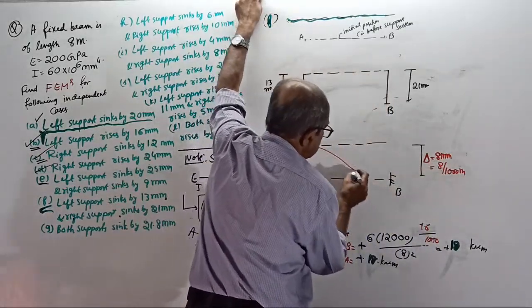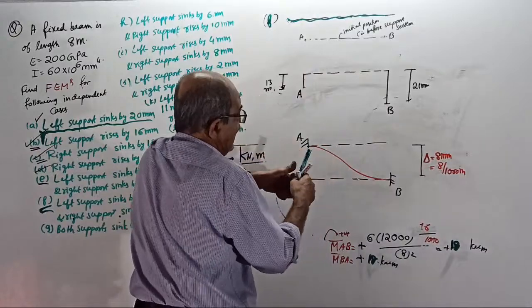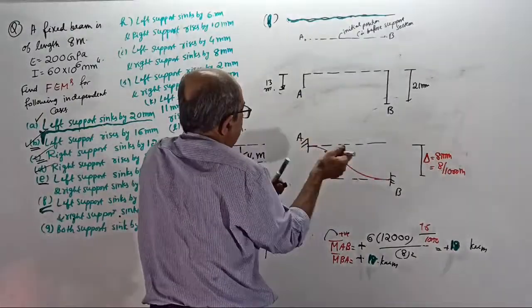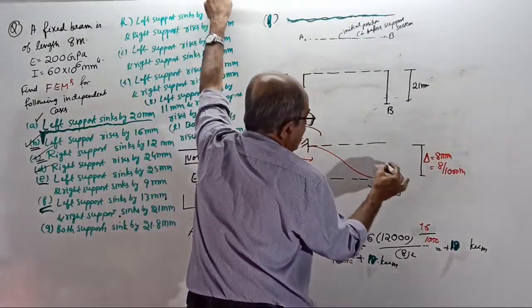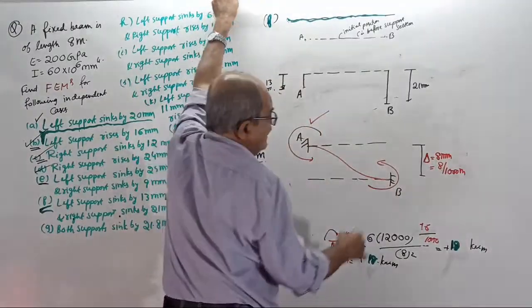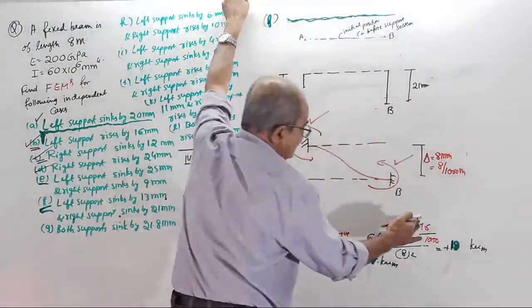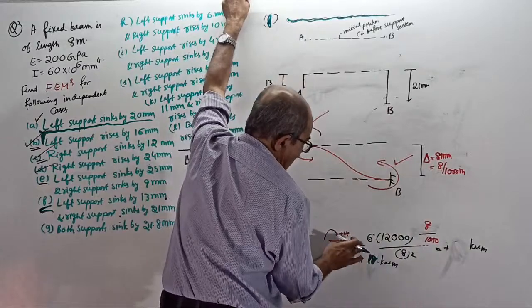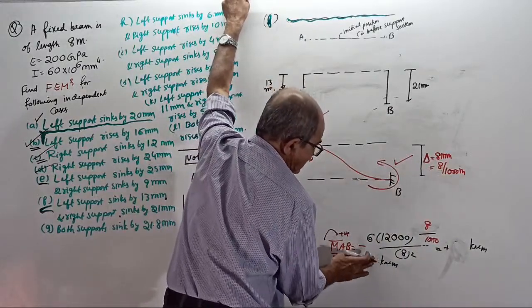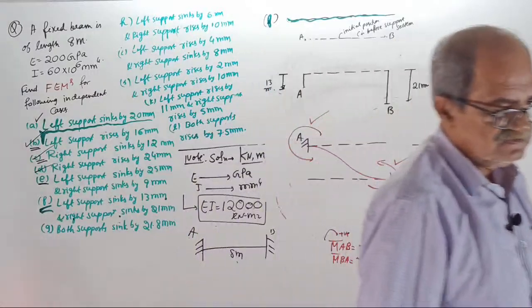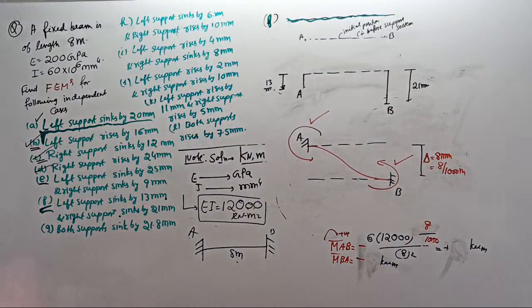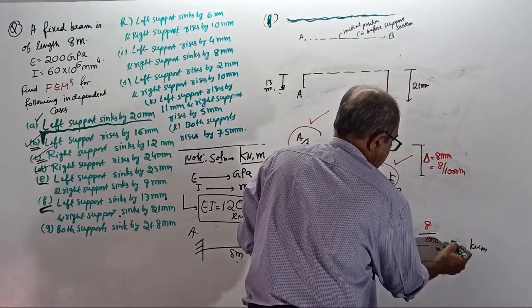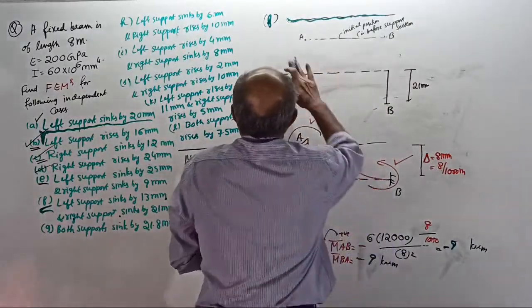Elastic curve. This way, it goes this way, anti-clockwise. Now you write the formula 6EI delta by L square, 6EI delta by L square, substitute delta equal to 8 by 1000, get the answer. Both are anti-clockwise. Minus, minus. What is the answer? -9, -9, over.